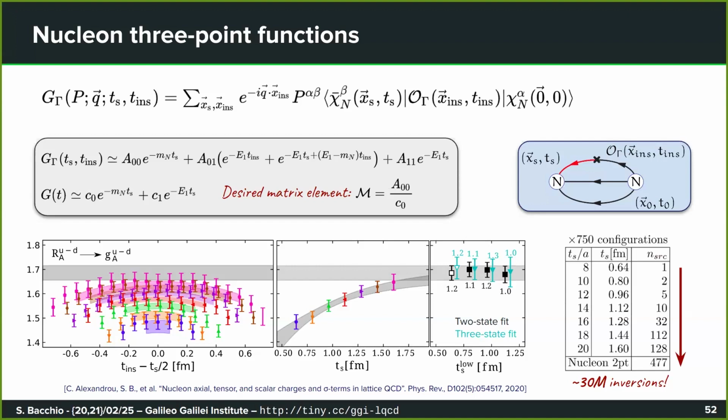Okay. This is just to give you an idea. You see here that for each of these points to have a constant error, we had to increase the statistics, and we had to increase the statistics exponentially. So to measure these source-sink separations, for each of them, we had to do a dedicated run.